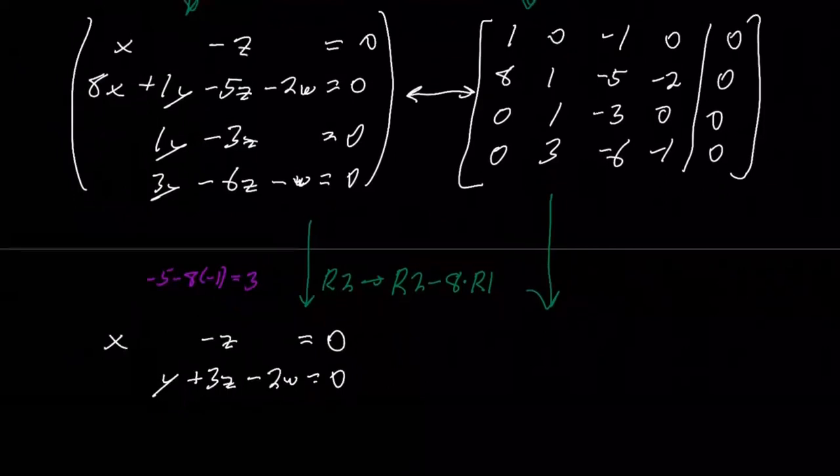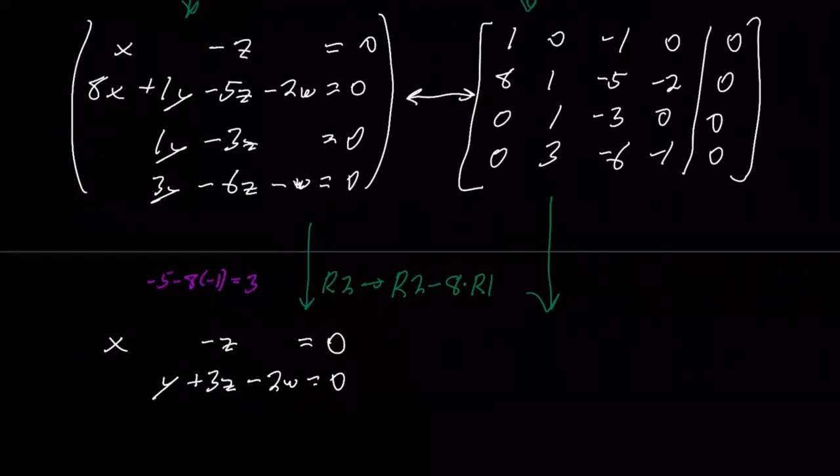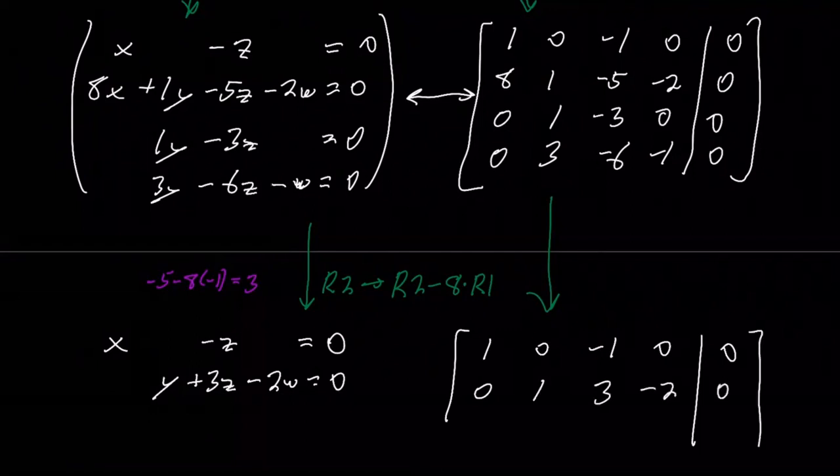So actually, let me go over to the matrix here. So I'll just start this. So we get 1, 0, minus 1, 0, augmented with a 0. And then, like I said, this changes to a 0. That doesn't change. Minus 5 minus minus 8 is minus 5 plus 8, which is plus 3, minus 2, 0. Okay, so it's going to look like that.